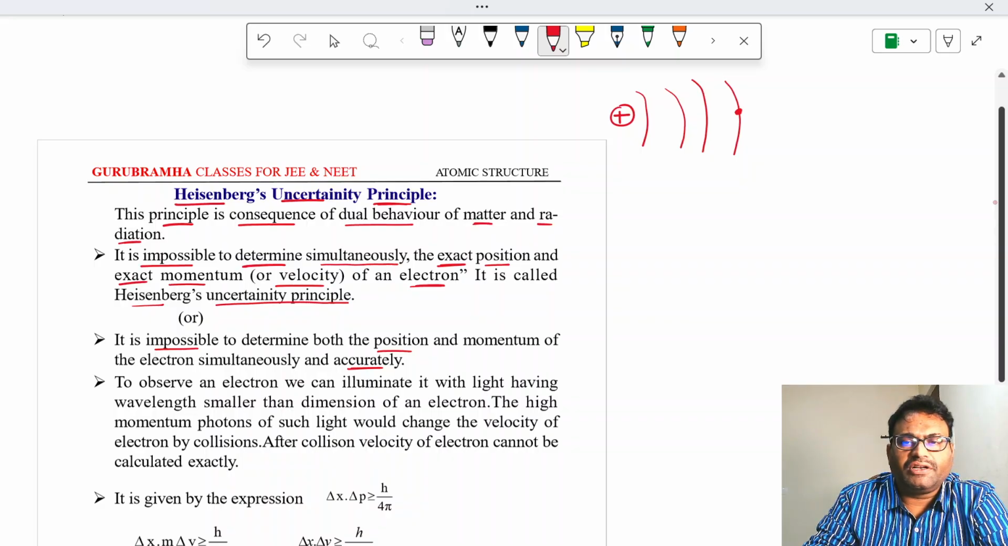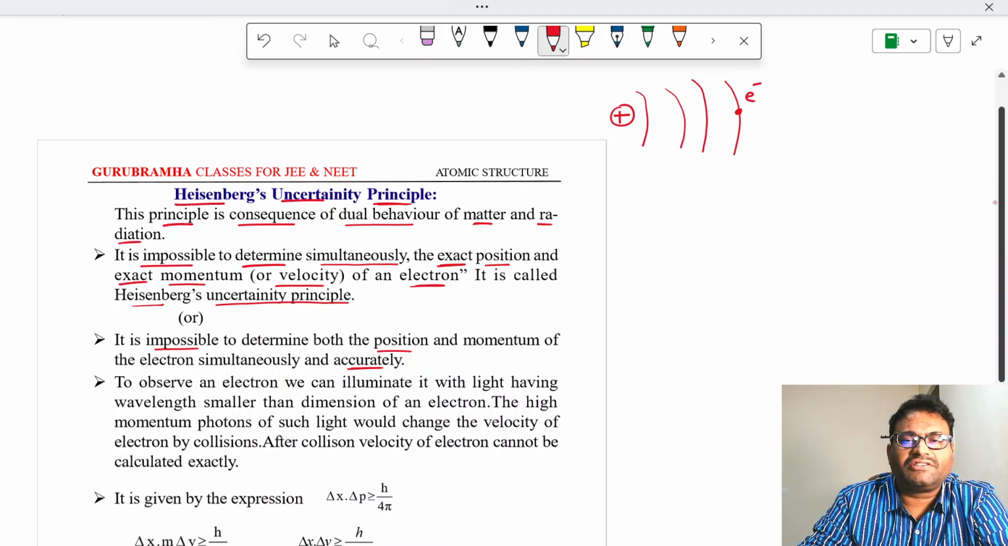So, for example, here we need to measure the position of the electron. If we want to measure the position and velocity at the same time, first of all, we need to observe it. To observe this electron, we have to illuminate it with light having wavelength smaller than the dimension of the electron. Actually, the electron is a point charge. We say that it is dimensionless.